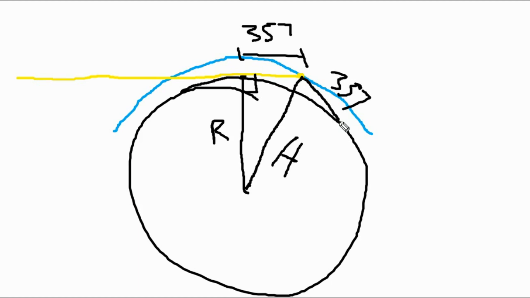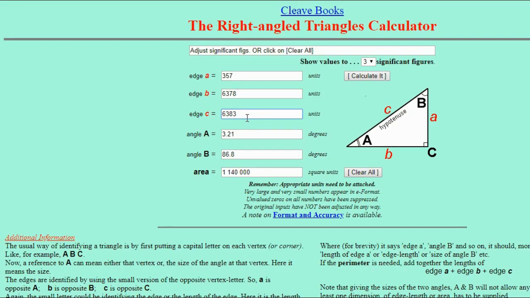However, let's go back to the calculator, change the height to only 5 kilometers high, and see what we get then. As you can see, I've already made the change here. 6,383, we'll calculate that. Hang on, we need to remove that because that's going to give us a dodgy answer.